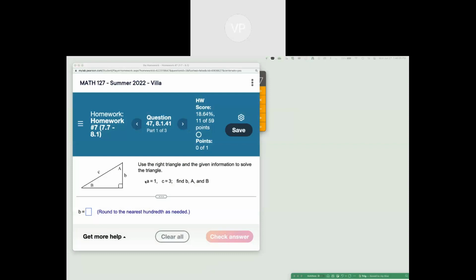47. Same thing. I'll go through this one a little bit faster since we already did one like it. So we have little a, we have little b, we have C, we have our 90 degrees, we have capital B, and of course, that's little a right there. Okay, they tell us A is 1, C is 3, and find everything else. Okay, so first step, I can do the Pythagorean theorem.